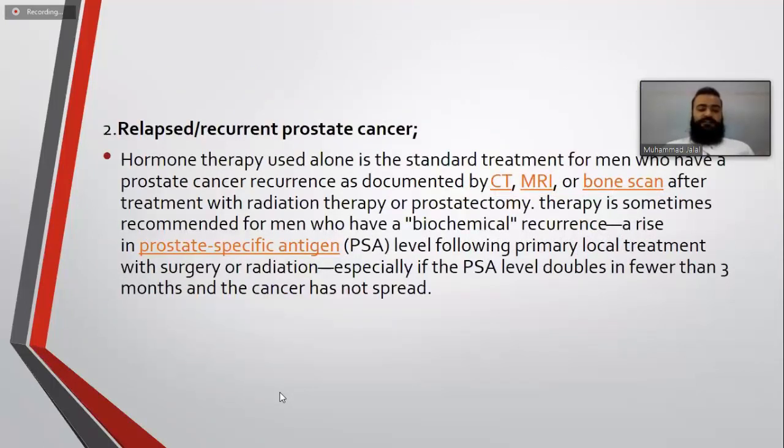Relapsed or recurrent prostate cancer. Hormone therapy used alone is the standard treatment for men who have prostate cancer recurrence as documented by CT, MRI, or bone scan after treatment with radiation therapy or prostatectomy. Therapy is sometimes recommended for men who have a biochemical recurrence, which is a rise in prostate-specific antigen levels following primary local treatment with surgery or radiation, especially if the prostate-specific antigen level doubles in fewer than 3 months and the cancer has not spread.